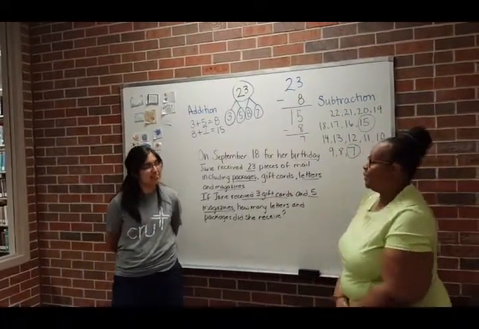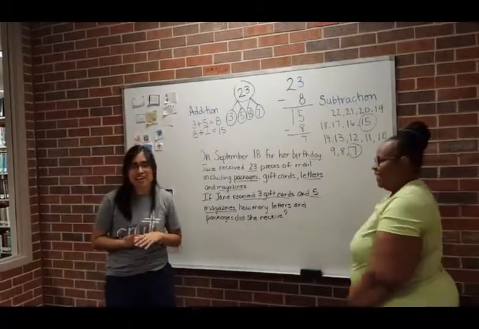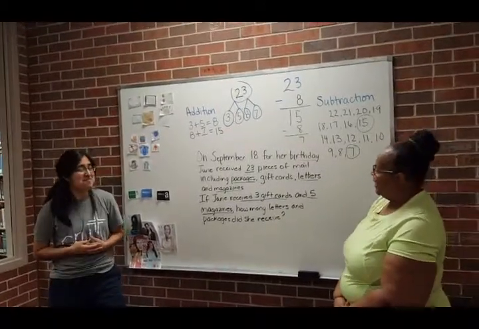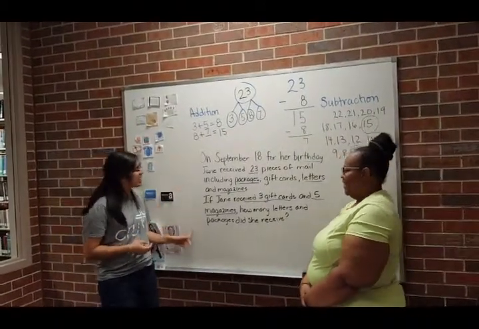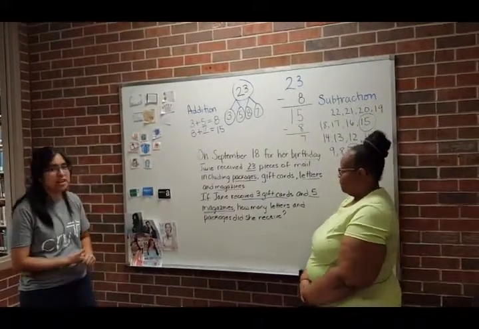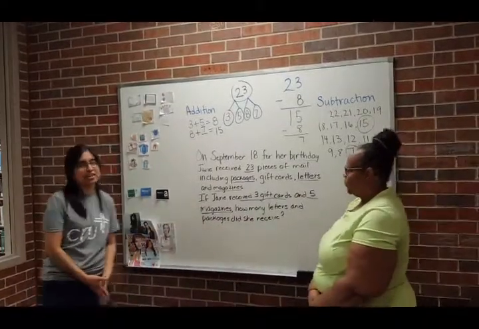So today we're going to talk about birthdays. Who here has a birthday this month? You do. My birthday's next month. But this word problem also has a birthday involved, and we'll be talking about what our friend Jane got for her birthday.